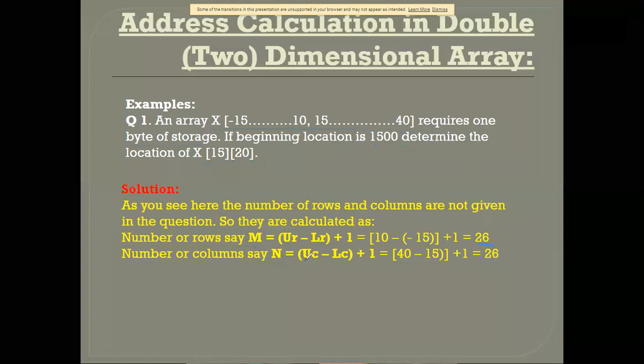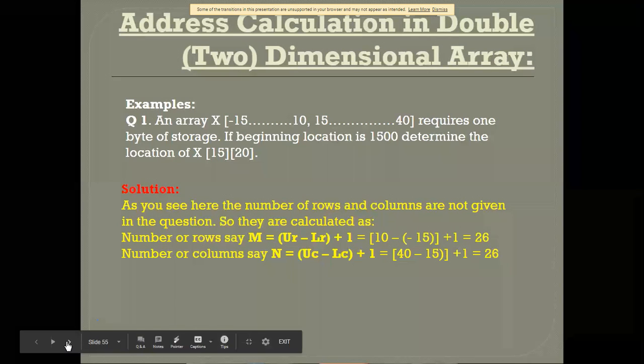Similarly, we have to calculate UC minus LC plus 1 according to that logic. That is 14 minus (minus 15) plus 1, that is 26. So we have got the values of m and n, the total number of rows and columns. Now we will put these values into our main formula.